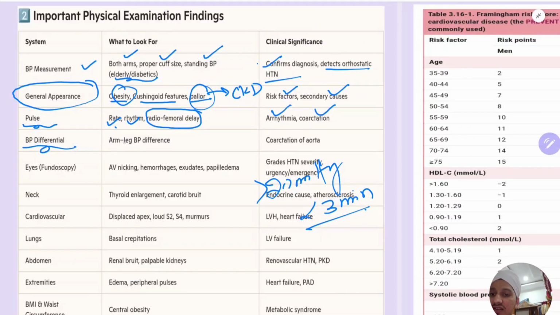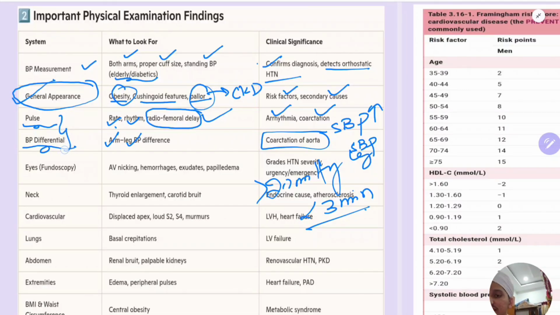Then BP differential. Measure the BP in arm and leg. If the systolic BP of the arm is more than the systolic BP of the leg, that suggests coarctation of the aorta. Radiofemoral delay also suggests coarctation of the aorta, and arm-leg BP difference also suggests coarctation of the aorta. So this is general physical examination, and these are vitals. Step by step you are assessing everything.